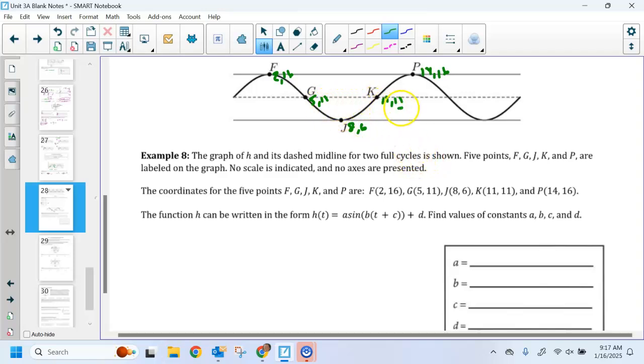Well, the midline is 11. That's our D value. The amplitude is the distance from 11 to 16. That's our A value. The period is from max to max, from 2 to 14. So the period is 12. So the B value is 2 pi over 12, or pi over 6. And then they're asking us to do a sine function, so we have to shift it right by 11, so our C value is negative 11.